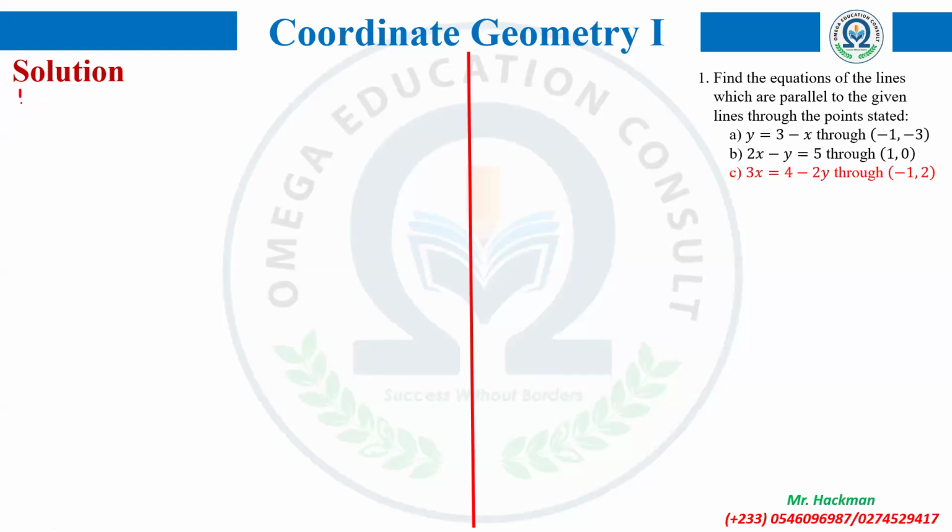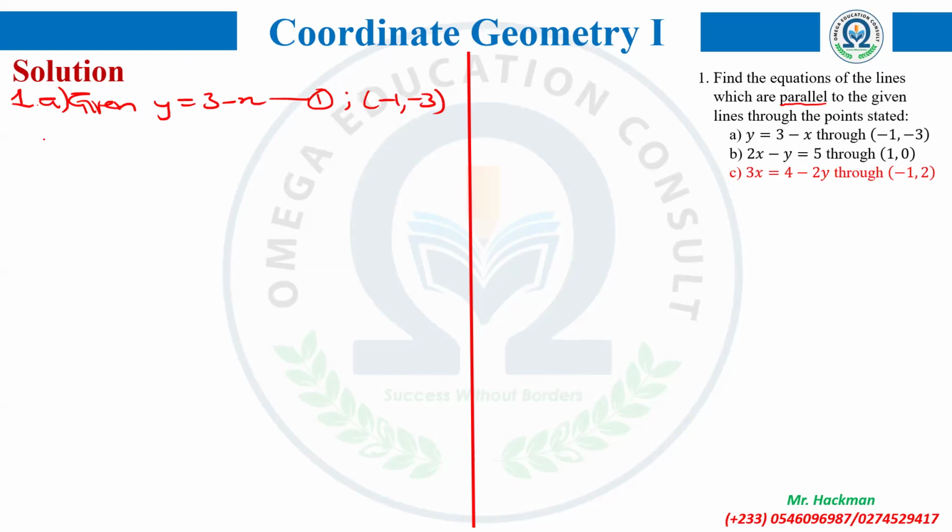So quickly, let's have a look at the solution. Solution to question 1, and like I said, we underline parallel. We are finding the equation of the parallel lines. We extract, what are we given? We are dealing with sub question A. We've been given y is equal to 3 minus x. I know I will need a gradient to determine my equation, so I will call this equation 1, because I have to work on it. Then you extract your point: minus 1, minus 3, the x and y coordinates.